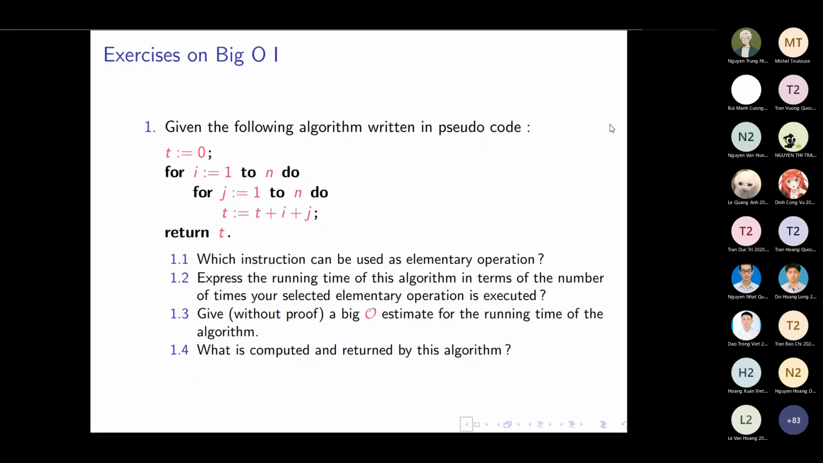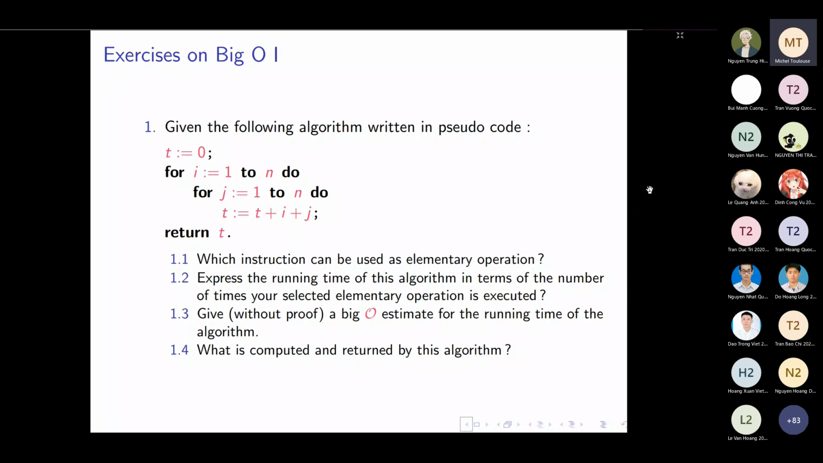Okay, I think we should check the answers now. But first of all, can you see my screen? You can see the screen, right? I suppose, yeah. I see it at least.